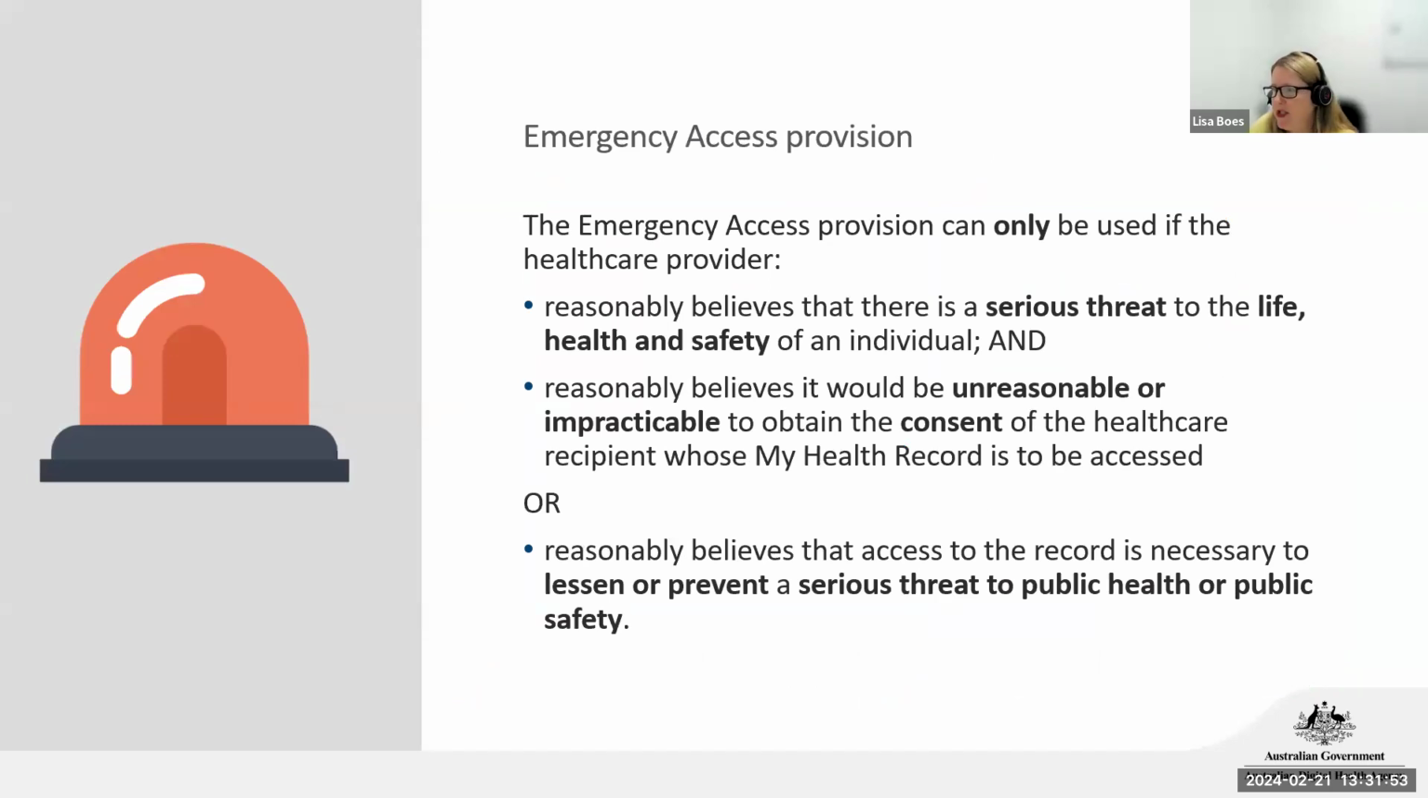The emergency access provision can only be used where the healthcare provider reasonably believes that the access is necessary to lessen or prevent a serious threat to the life, health, and safety of an individual, and reasonably believes it would be unreasonable or impracticable to obtain the consent of the healthcare recipient whose My Health Record is to be accessed, or the healthcare provider reasonably believes that access to the record is necessary to lessen or prevent a serious threat to public health or public safety. And please note that emergency access does not need to be used if you can already access the individual's health record using your usual processes.